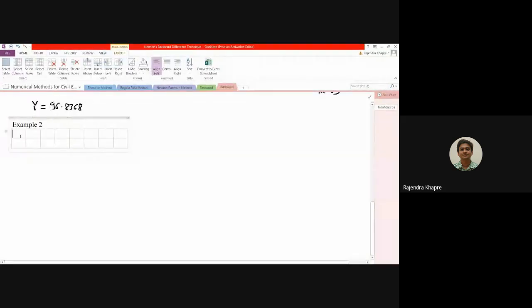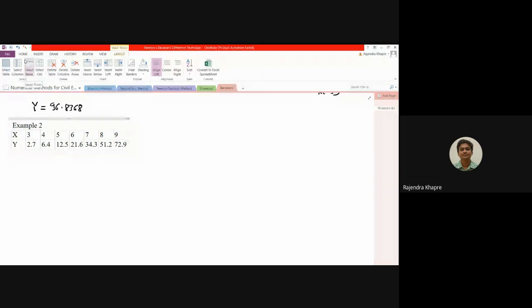So now we have x and we have y over here. The data set for x starts with 3, then 4, 5, 6, 7, 8, and 9. The values of y are 2.7, then 6.4, then 12.5, then 21.6, then 34.3, then 51.2, and lastly 72.9. Now in this particular case you need to interpolate as well as extrapolate the values.